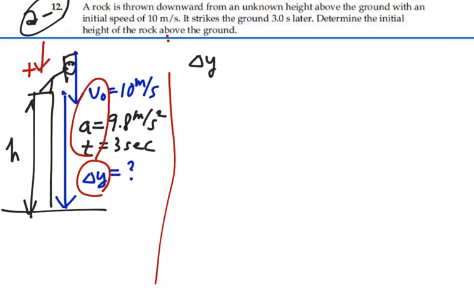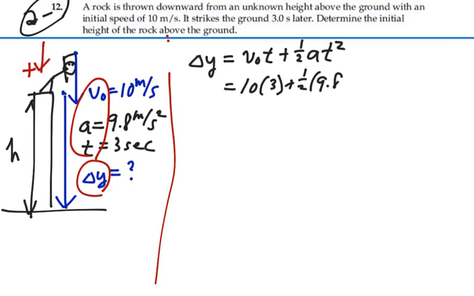We have displacement is equal to initial velocity times time plus 1/2 acceleration times time squared. This is going to be equal to 10 times 3 seconds plus 1/2 times 9.8 times 3 seconds squared. And that gives us what? 74.1 meters. So our displacement delta y is 74.1 meters.